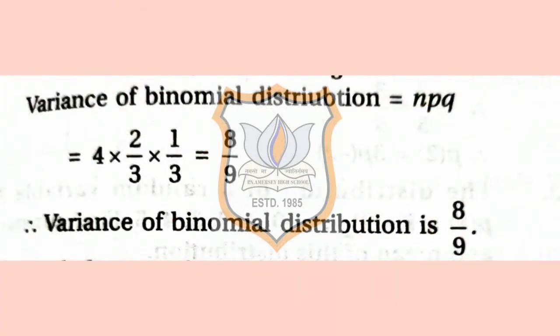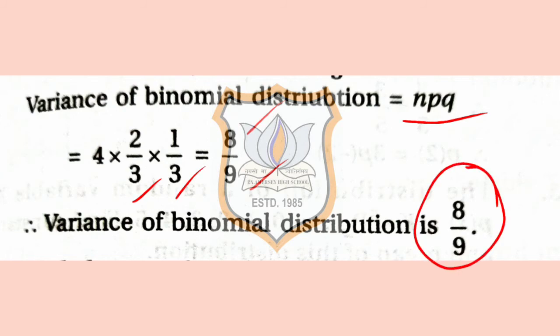Now the formula for variance is equal to npq. n is 4, P is 2 by 3, Q is 1 by 3. So when we solve this, 4 2s will be 8, 3 3s will be 9. So what is variance? 8 by 9.